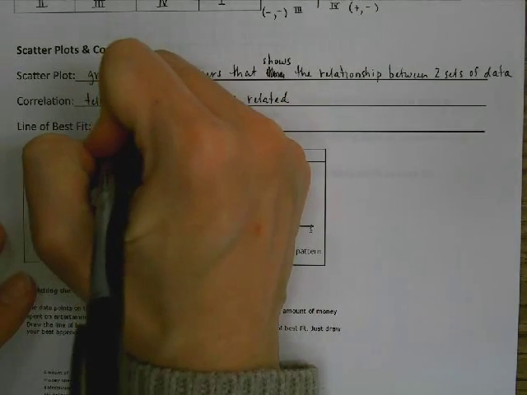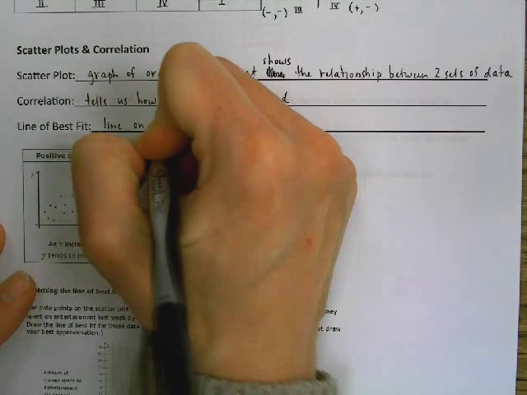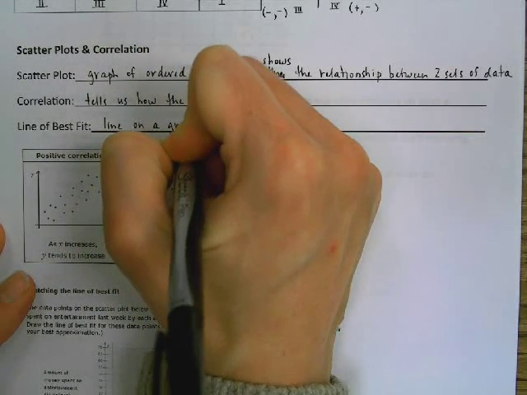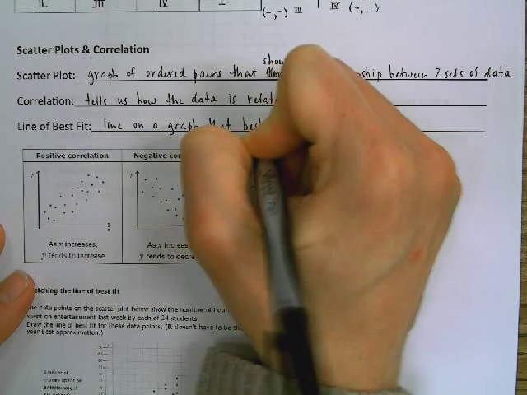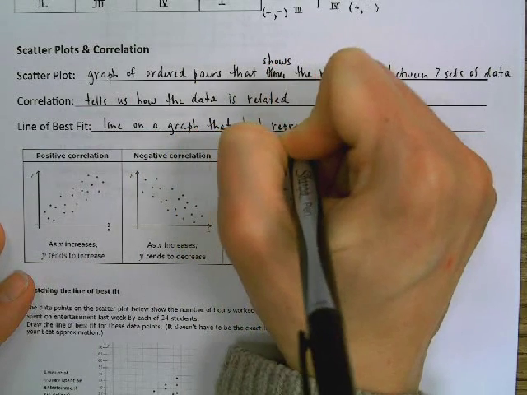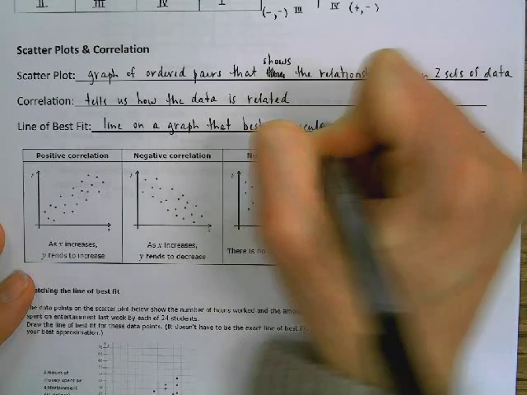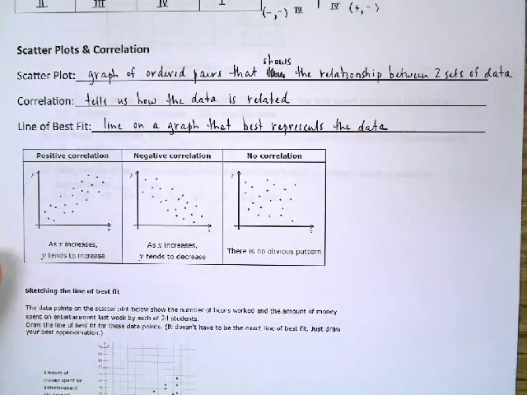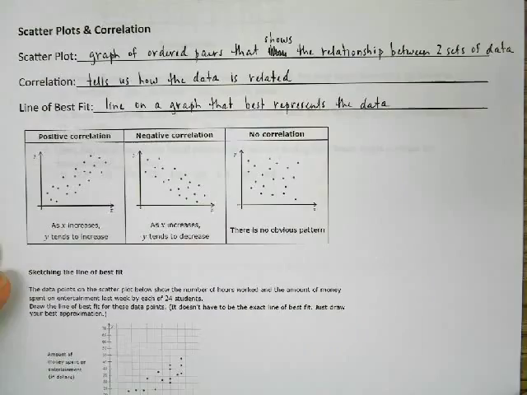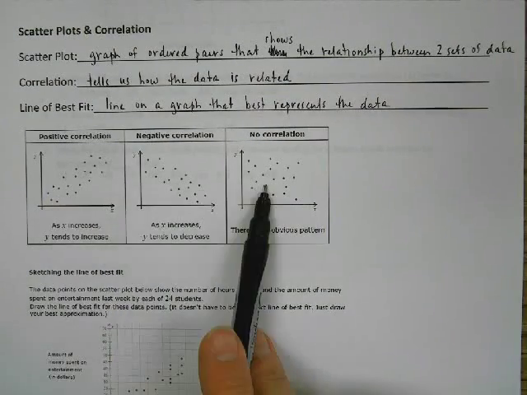And this is just a line on a graph that best represents the data. So let's take a look at this more specifically. So here you can see I've got 3 different graphs.